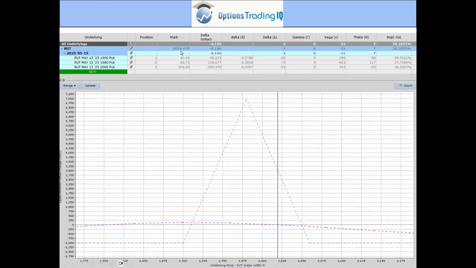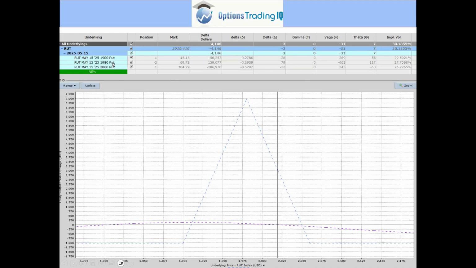Russell's currently at 2020. So the middle point of our butterfly is 40 points below. We take this number, subtract 40, and that gives us 1980. That becomes our midpoint. And then each of the wings are 80 points away. So we go down 80 points to the 1900 strike, and we go up 80 points to the 2060 strike. So the initial setup is pretty straightforward. That's a pretty standard looking trade.